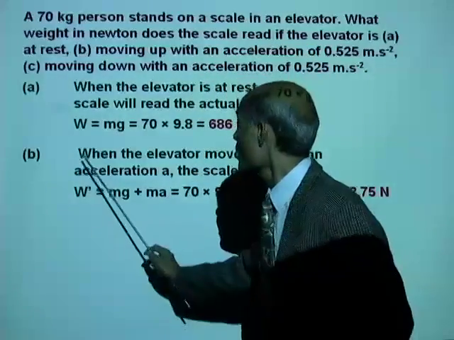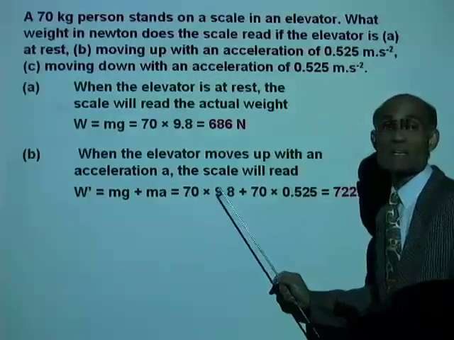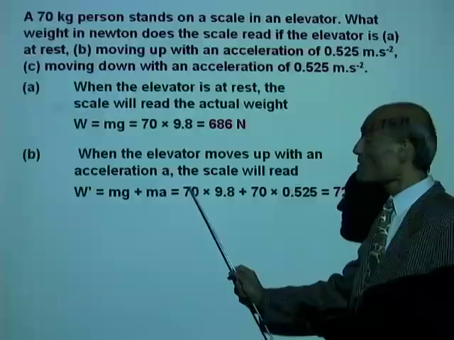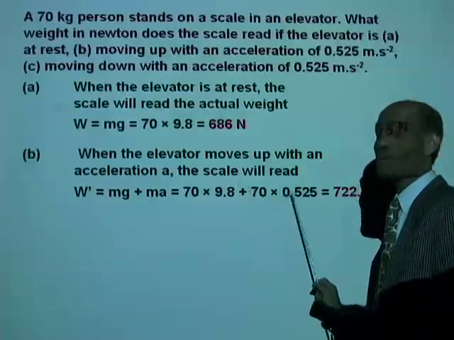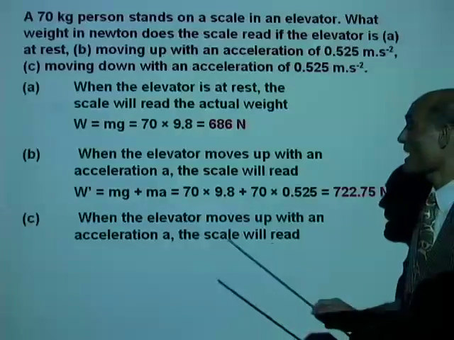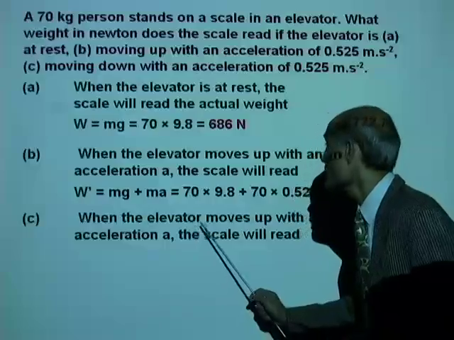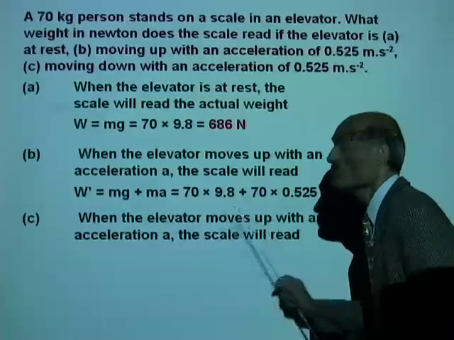Well, so when the elevator moves up with an acceleration a, the scale will read mg plus ma, that is 722.75 Newton. When the elevator moves down, well, this must read moving down.